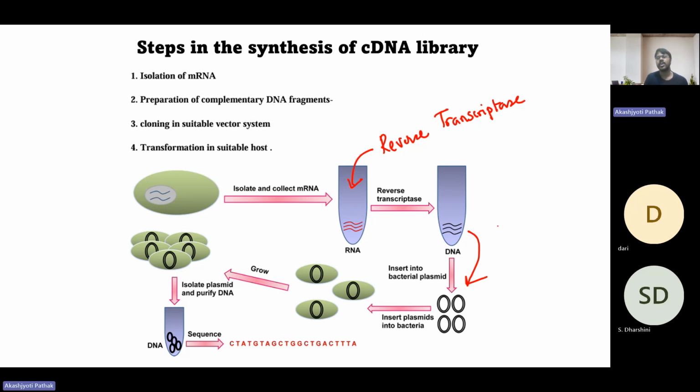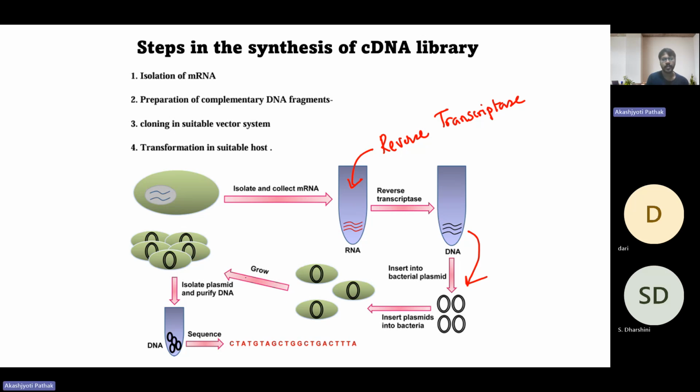Once you get the complementary DNA, you can again follow the cloning method. You treat your complementary DNA with a set of restriction enzymes, and you treat your vector with the same restriction enzymes. You ligate the complementary DNA with your vector, and once you get your recombinant DNA plasmid, you insert it into a host cell, and then this host cell is allowed to grow.